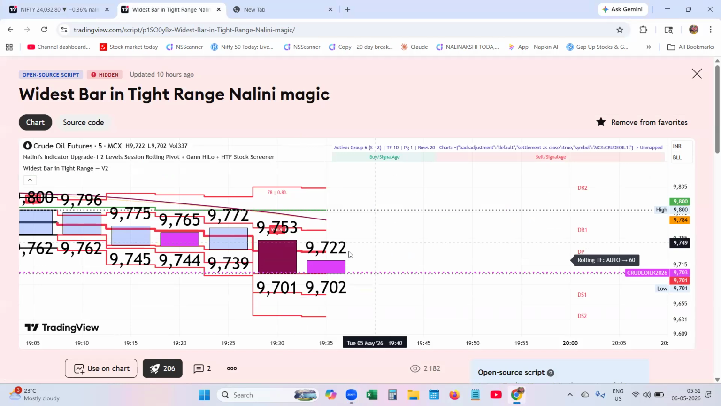I have published this open source script. I published Widest Bar in Tight Range, Nalini Magic. I updated it with certain other features so that we do not get any false signals. For that, I have updated it. I'm going to explain it to you on the chart. This is the indicator. You can use it. It is available in the indicator section.